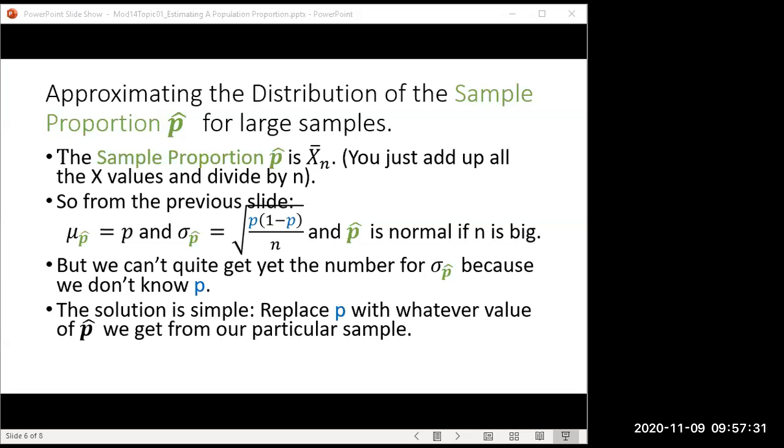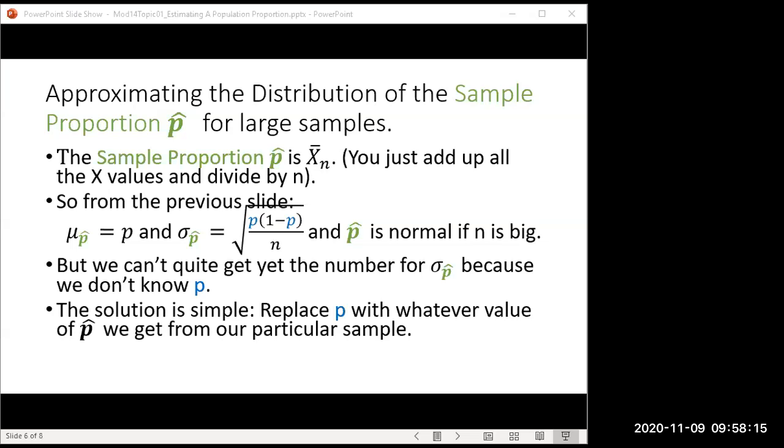So the sample proportion is x bar n. So the mean of the sample proportion is p. The standard deviation of the sample proportion is this big square root. And p hat's normally distributed. So it looks like we're good to go. We can just use our formula for the margin of error for the sample mean, because p hat is a sample mean. I mean, we're so close to finished.